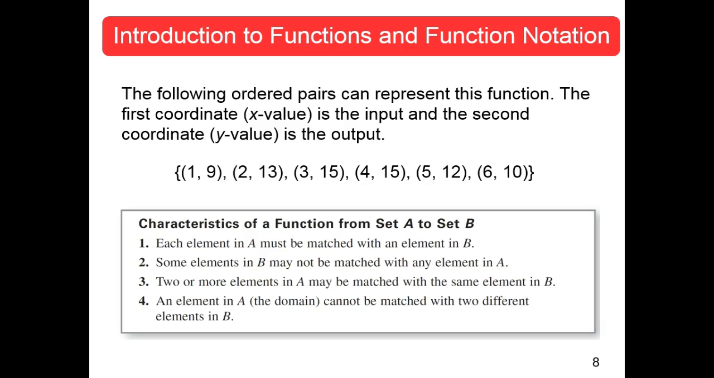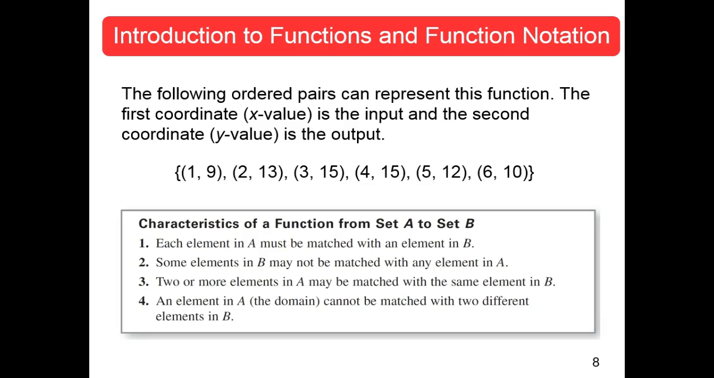And what were they for this one? 1, 2, 3, 4, 5, and 6. The first thing in the ordered pair. It's always input, output. That's the order. Your output set? 9, 13, 15. Okay, you don't have to repeat the 15, 12, and 10. Do you have to put them in increasing order or decreasing? No, any order is fine, but you don't have to repeat one if it's already set.